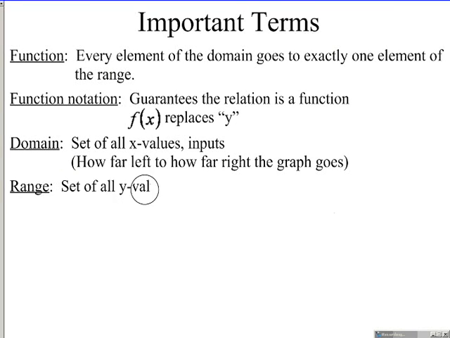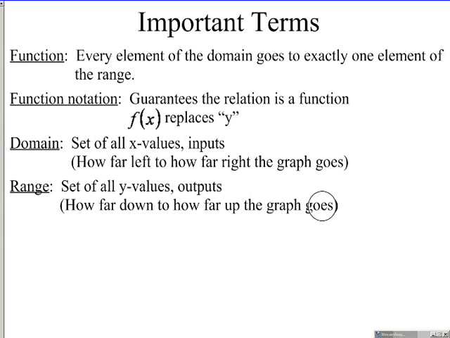The range is the set of all y values or the outputs. Likewise, when you are looking at the graph of a relation and you are asked to identify the range, you would be asking yourself, how far down does this graph go? How far up does this graph go? That is how you can identify both domain and range pretty easily from the graph of a relation.